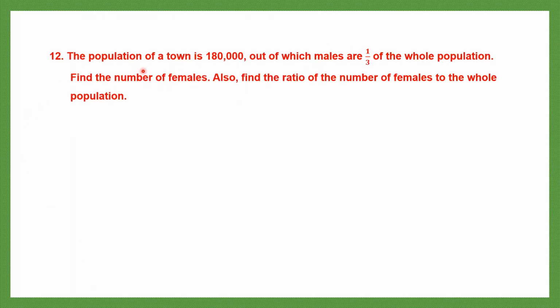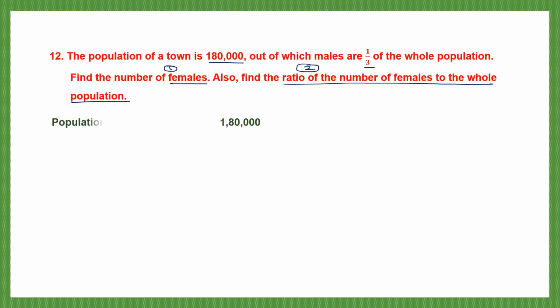Question 12. The population of a town is 1,80,000, out of which males are 1/3 of the population. Find the number of females. Also, find the ratio of number of females to the whole population. So here we have a few questions to answer. First, we've been given the total population of a town, and then they're telling us how many males are there, the fraction of the males. And they're asking us to find the number of females. That's the first part, find the number of females. Second is find the ratio of the number of females to the whole population. So this is the first question we have to answer, and this is the second question we have to answer.